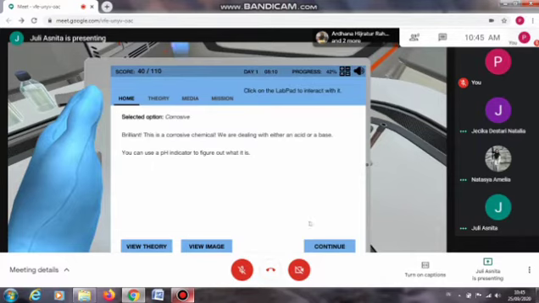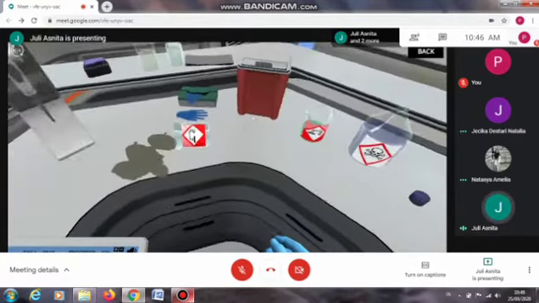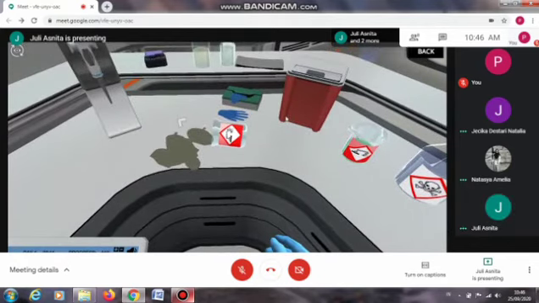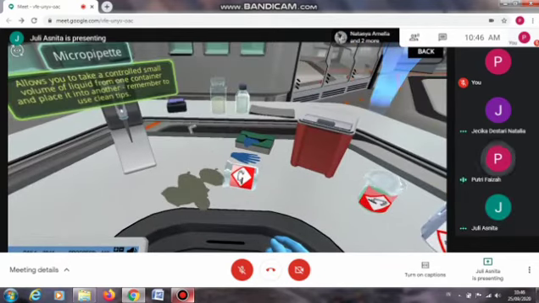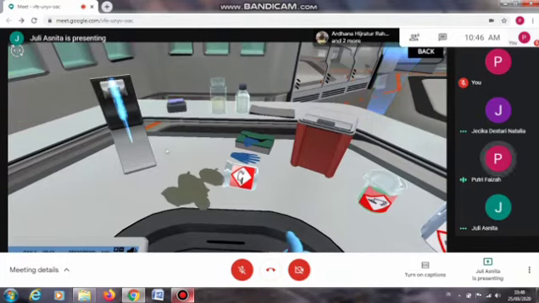Brilliant. This is a corrosive chemical. You only need a tiny drop of the indicator. You can use a micropipette for this. Pick up the pipette from its holder. Now pick up a pipette tip from the pH box.